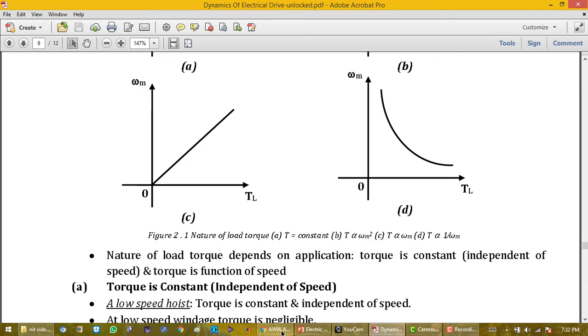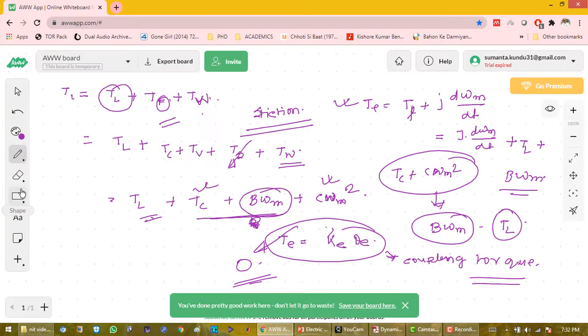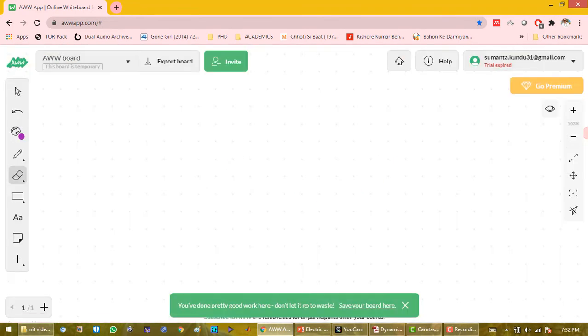Another thing I must show is that for a traction load the characteristics are like this.